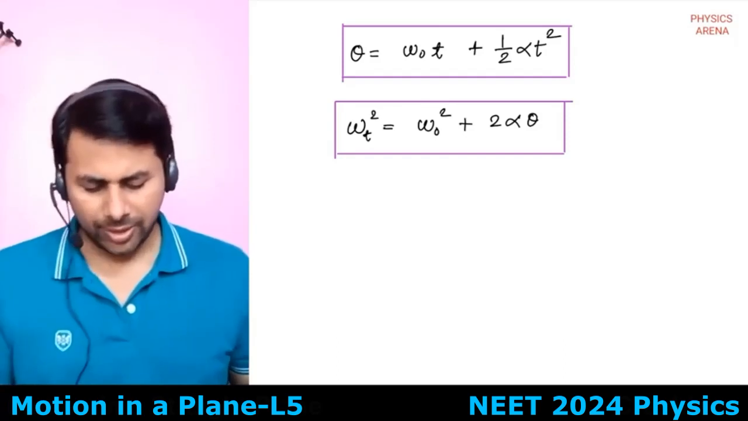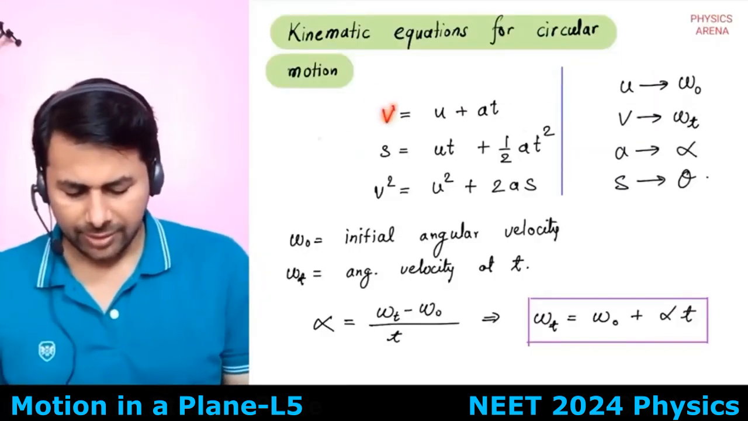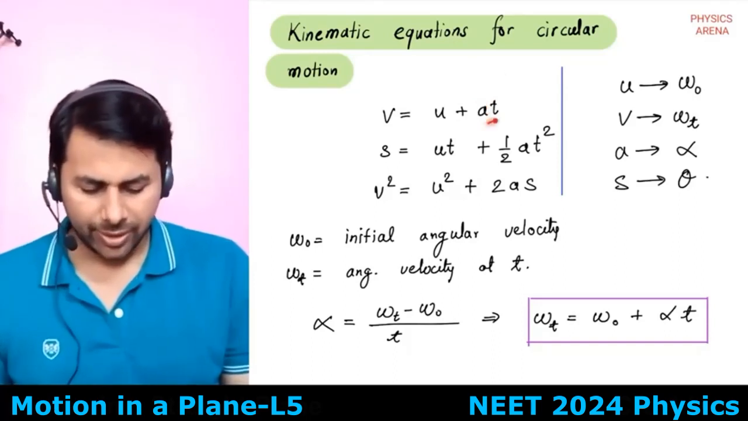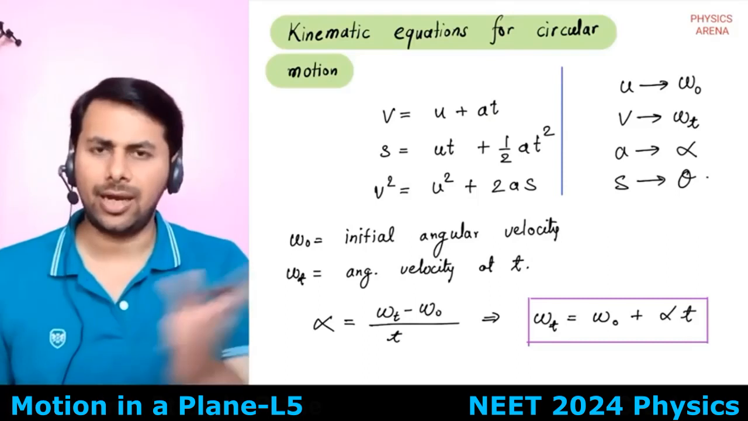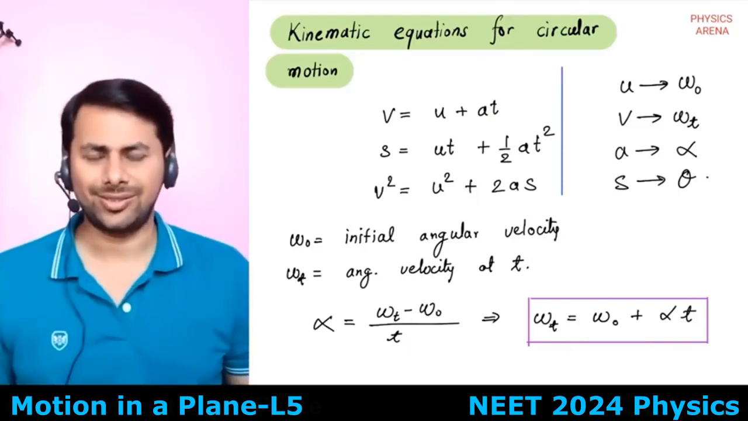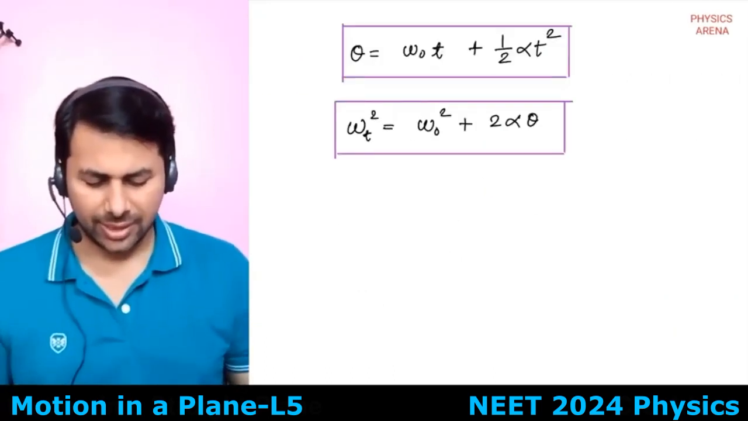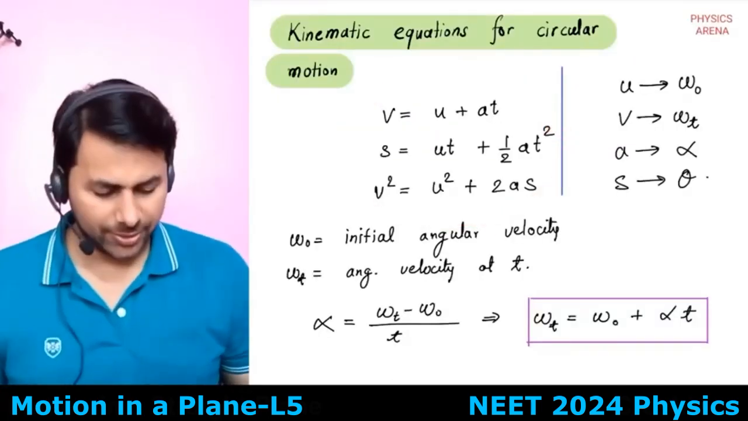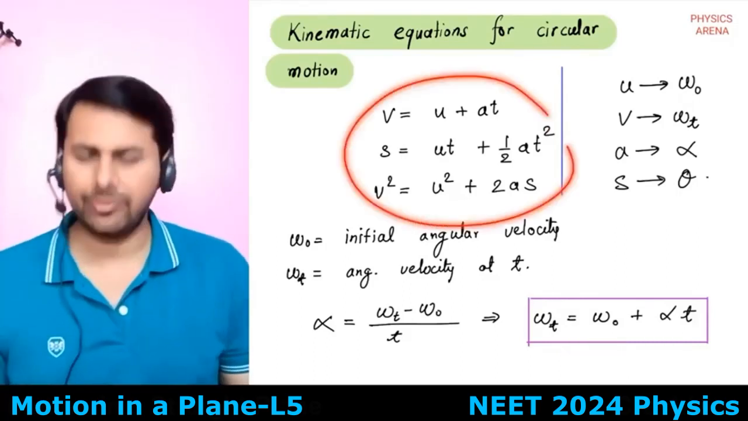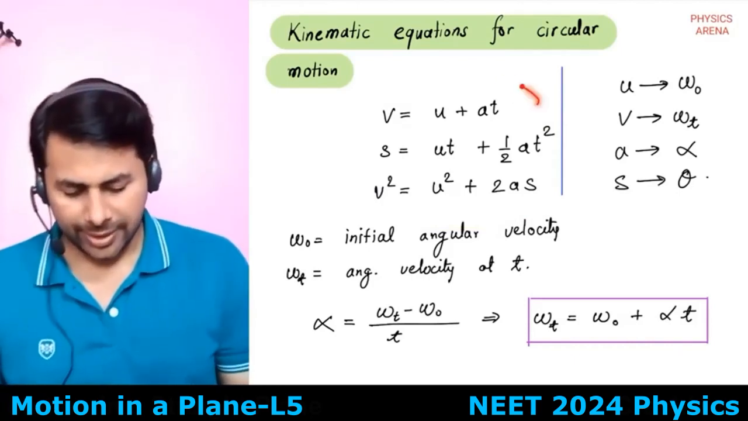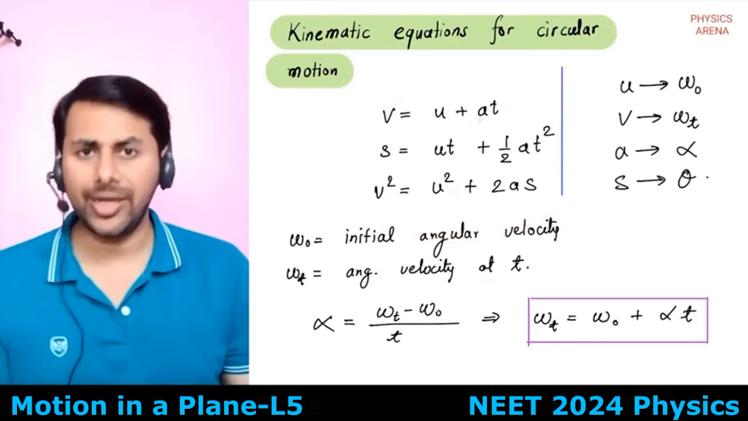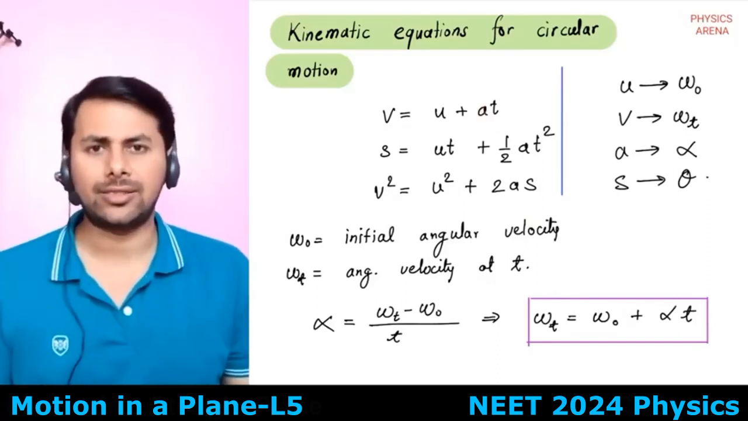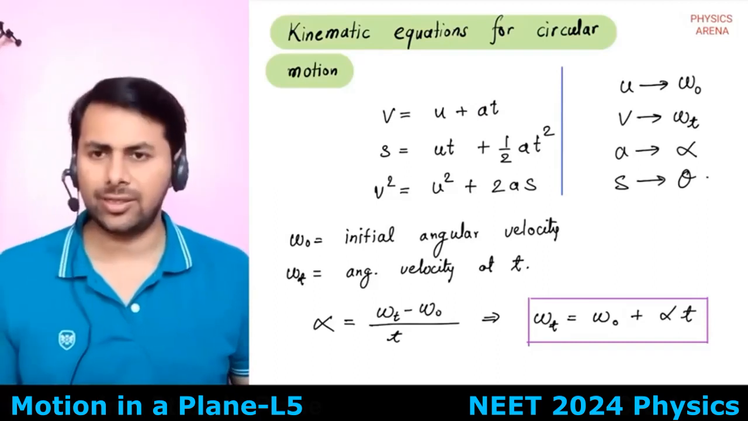If we want to derive them, we can just say v is equal to r times omega, u is equal to r times omega naught, and a is equal to the tangential acceleration, which is r times alpha. Then r will get cancelled out and we'll get all of these equations. So these are the kinematic equations in circular motion. We can use linear equations also, we can use angular equations also. But in case of linear equations, this a is the tangential acceleration, and we can only use them if tangential acceleration is constant. Is it clear? Is there any question?